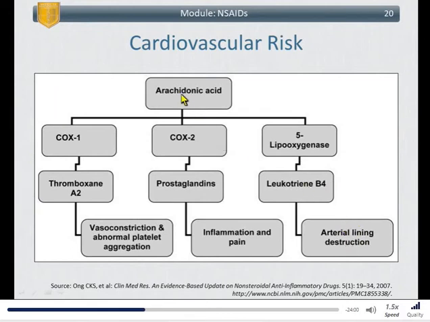Note that if you give a COX-2 selective inhibitor, so you're just blocking this pathway, there is a risk that you're going to produce more thromboxane, causing more vasoconstriction and platelet aggregation. That may be why early COX-2 inhibitors, people may remember Vioxx and Bextra, were taken off the market. Interestingly enough, the current one, Celecoxib or Celebrex, does not seem to have any higher cardiovascular risk.